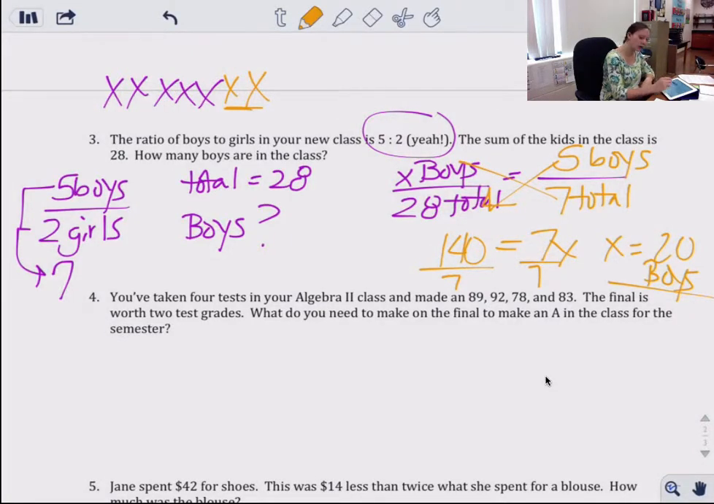You start off with what do I know? Figure out your calculation, do your evaluating. 20 makes sense. 20 of those 28, yeah, because I should have more boys. That means I'm only going to have 8 girls. I have more boys than girls. I think that makes sense.